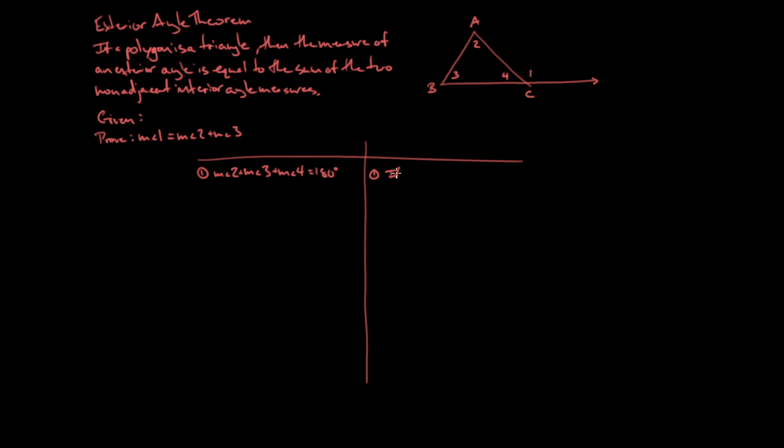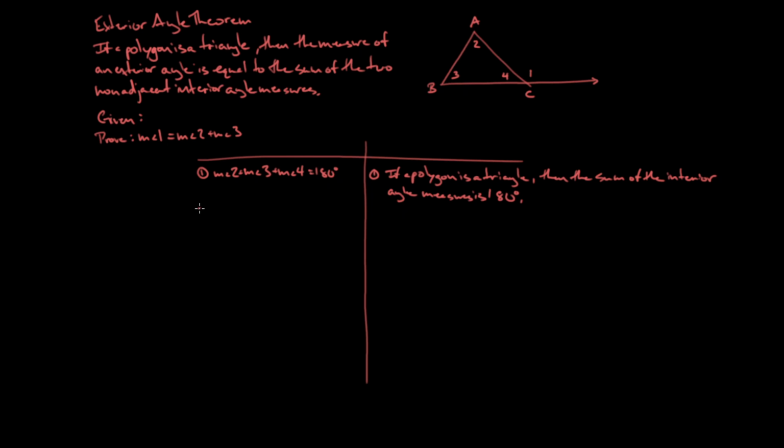It says that if a polygon is a triangle, then the sum of the interior angle measures is 180 degrees. And that comes from nowhere. That just comes from my diagram, so I don't need to cite it.